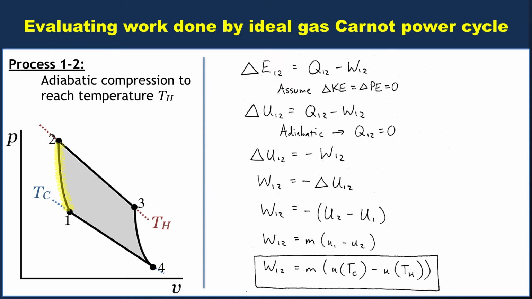Now you can imagine with an ideal gas problem, if you had information about the specific internal energies, like you would look them up in a table, you would just put those in, put in the total mass, and you'd get the work. You could also imagine having to employ the specific heats to get the difference in u at two different temperatures, but you should already know how to do that, right? Okay, so that's the work expression just for process 1 to 2. I'm going to go through and compute work expressions for all three of the other processes, and then at the end we'll put it all together.